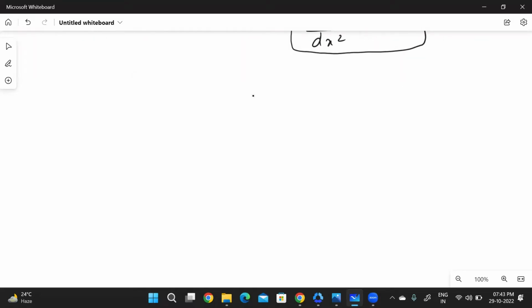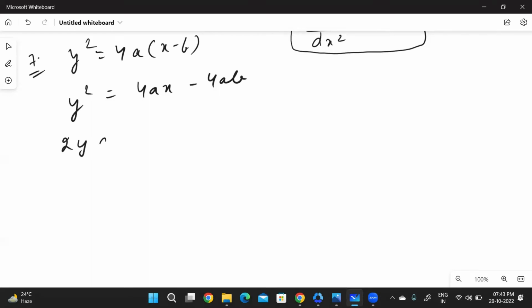Okay, seventh one is we have also done in our last class, I guess. It's similar to parabola. We have y square gives 4a x minus b. It's similar to parabola, it's just that we have two variables here. So let's again do this also. So let's write it as 4ax minus 4ab, y square. So 2y dy over dx will give us 4a. The question is y square equals 4a x minus b.